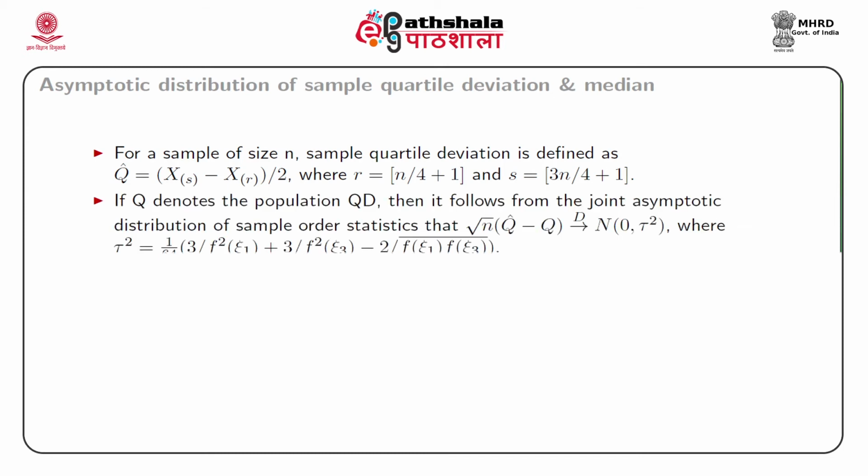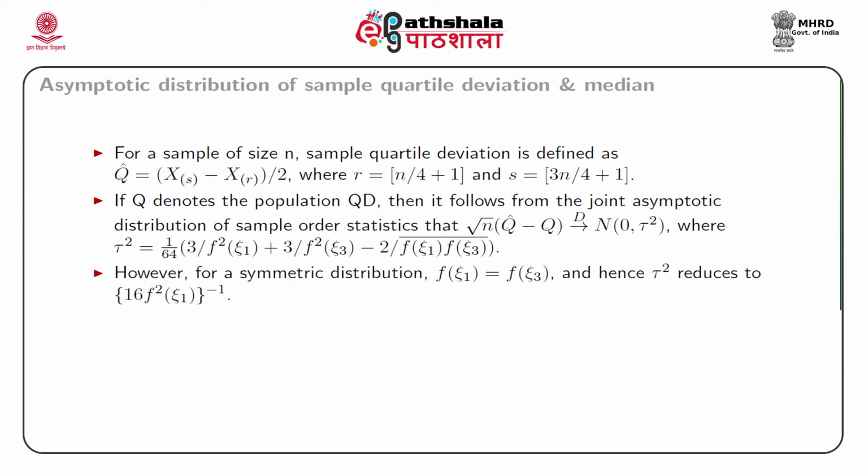If q denotes the population quartile deviation, then it follows from the joint asymptotic distribution of sample order statistics that square root of n times q hat minus q, that is the large sample distribution of q hat, is normal with mean q and variance tau square, where tau square can be evaluated as 1 by 64 whole thing multiplied by 3 by f square xi 1 plus 3 by f square xi 3 minus 2 by f xi 1 f xi 3. However, for a symmetric distribution f xi 1 equal to f xi 3, and hence tau square reduces to 1 by 16 f square xi1.